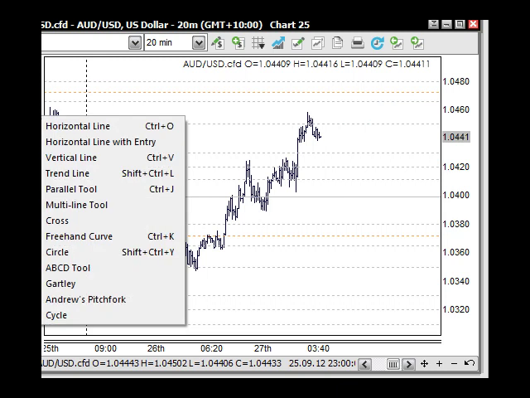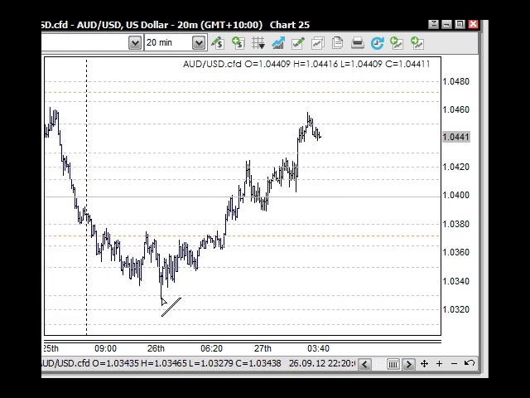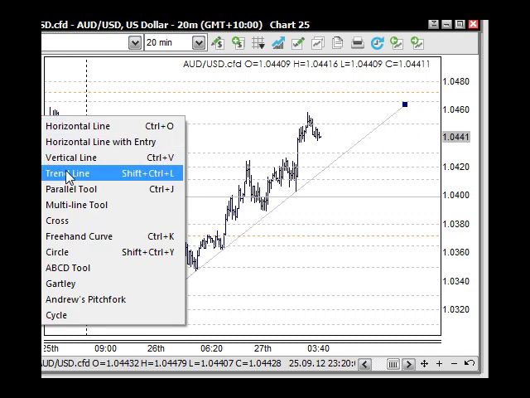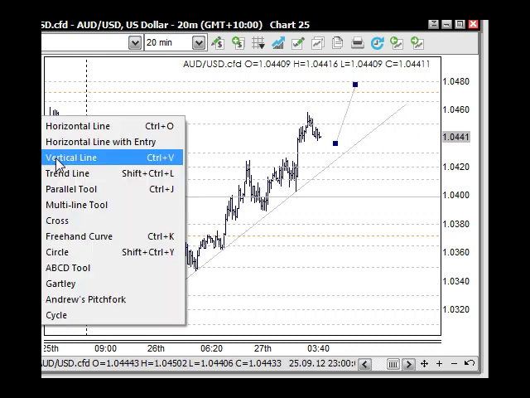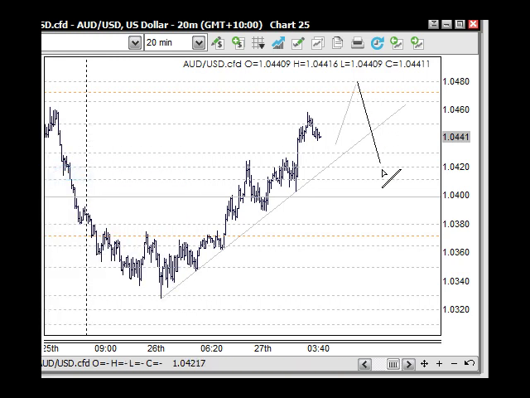So we should see that come up into here somewhere, and then we see the ABC correction coming back. It can come back 61.8%, but this is the whole support area in through here, so it can come back into here somewhere. It may just come back more shallow than that. You'll just have to see, but you do want to see some sort of correction.